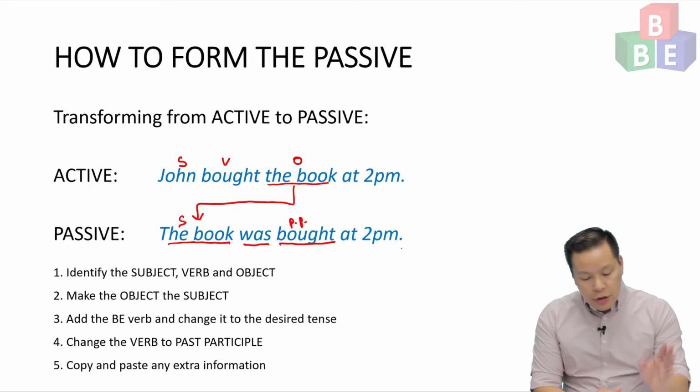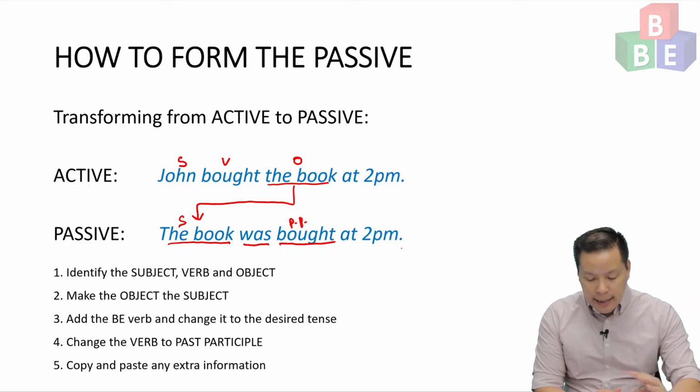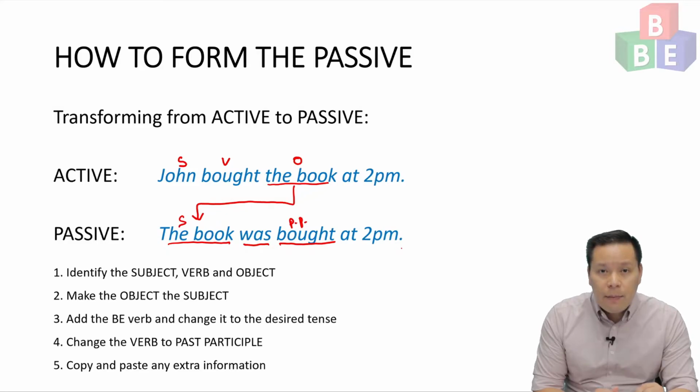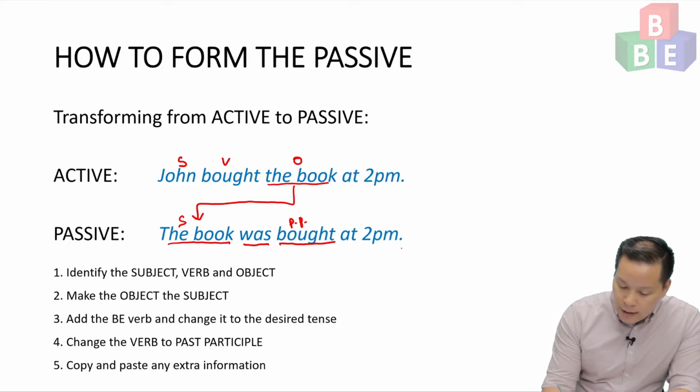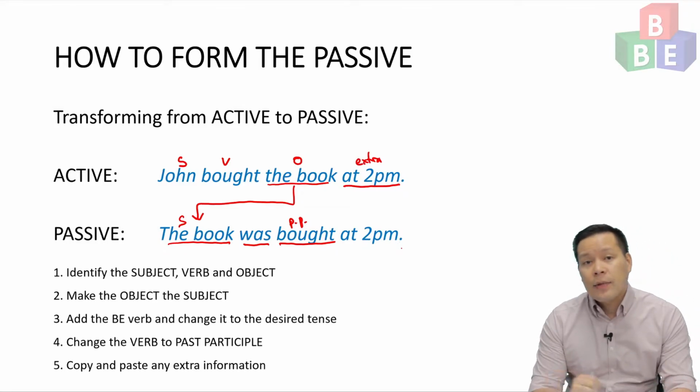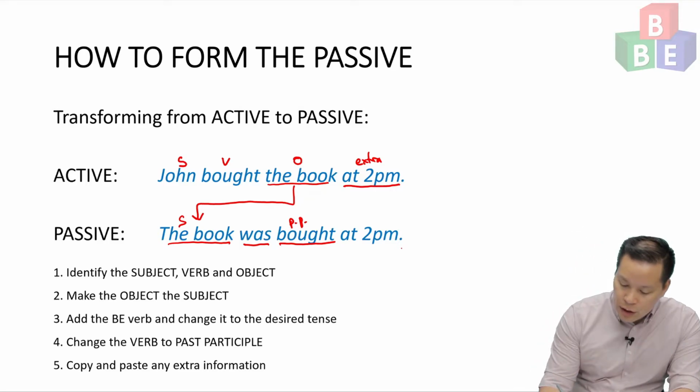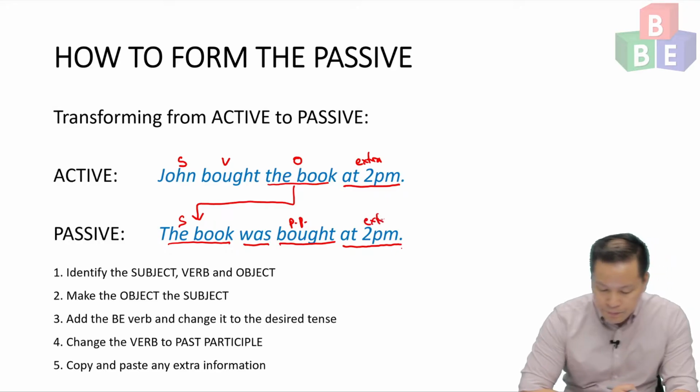5. Just copy and paste any extra information. So we know that the extra information here is at 2 p.m. because it just tells us when something happens. It's not necessary, but it's nice to have. So we're just going to copy and paste it at the end of the sentence.